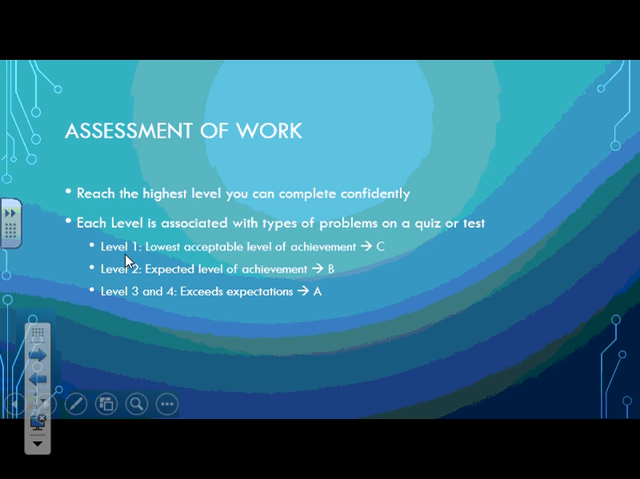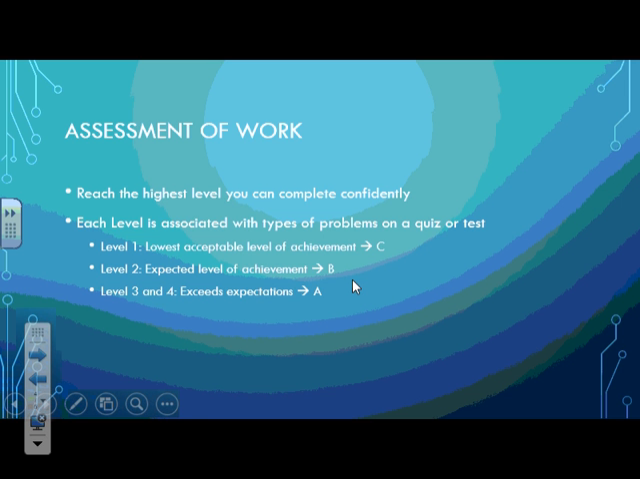So if you're doing level 1 problems, then you're basically at the lowest level that I would expect from you out of this section, and that would basically go along with a C on a quiz or a test. Level 2, this is really where I hope everybody kind of ends up. This is where I expect you to get to. This has a little bit tougher problems.